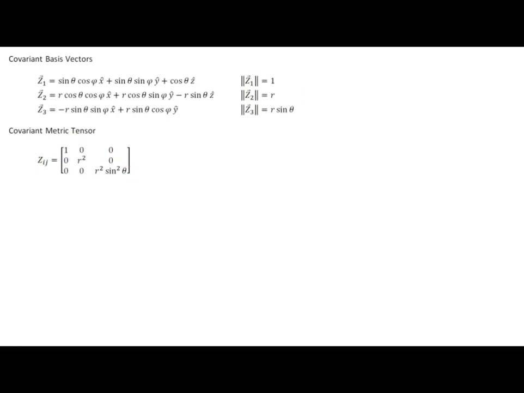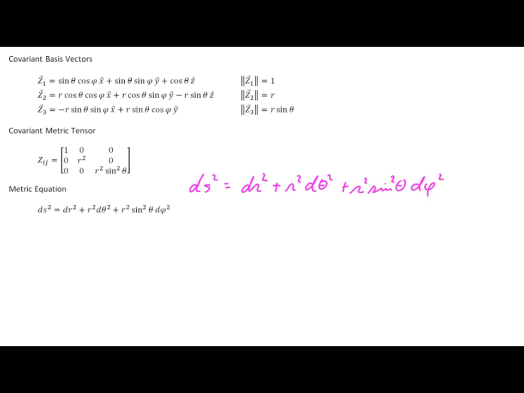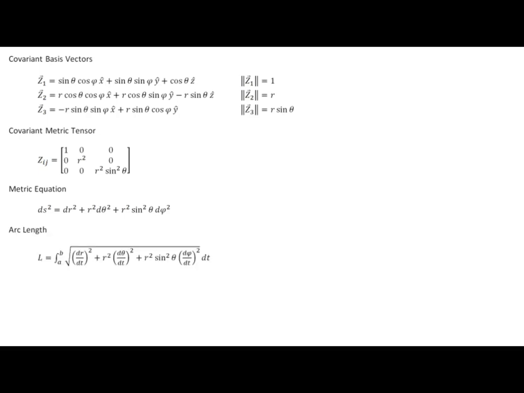Then if we want the metric equation, we only have three terms to consider. ds squared is equal to z11 times dr squared plus z22 times d theta squared, and z33 times d phi squared. So we can do that by inspection to get that result. And finally, the formula for the arc length.